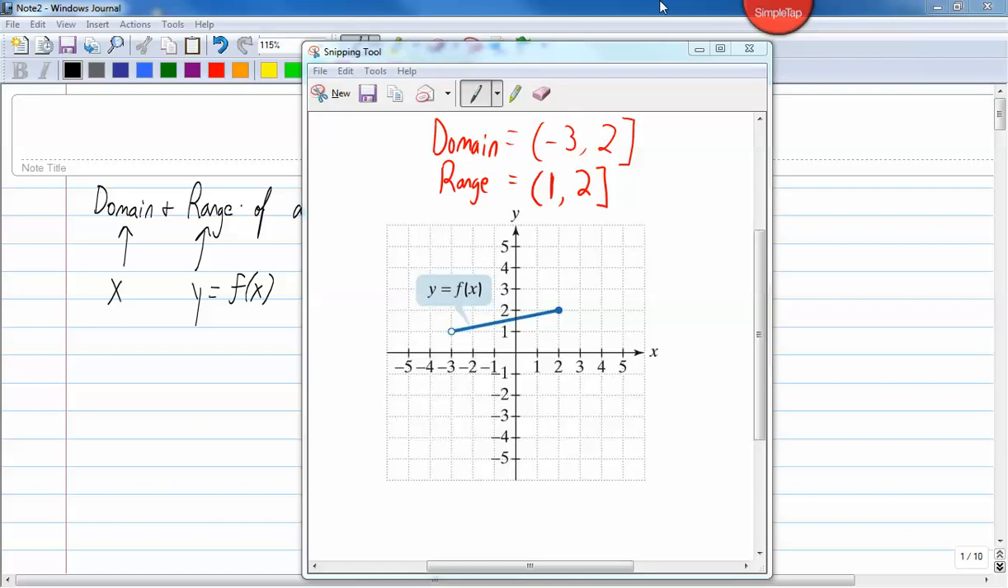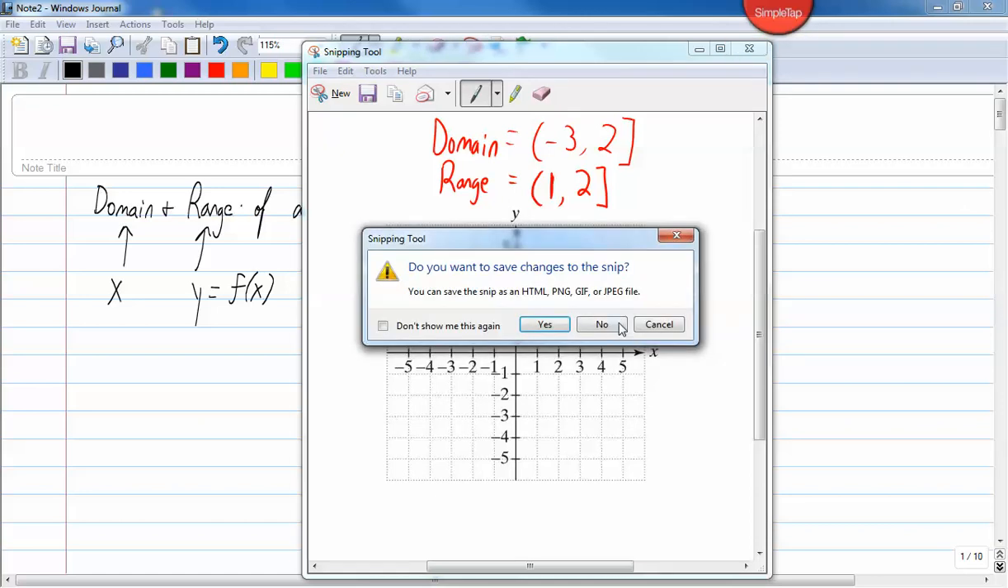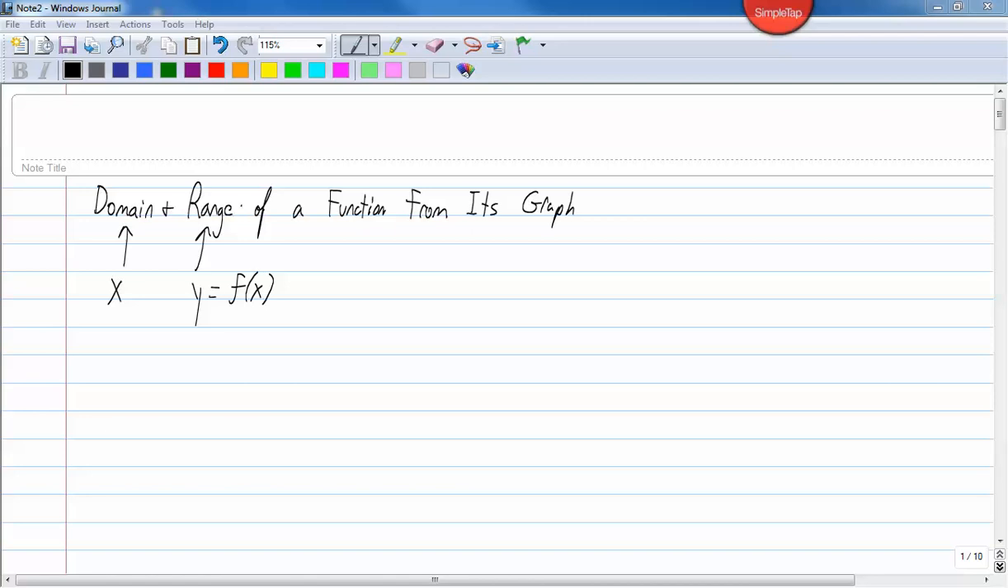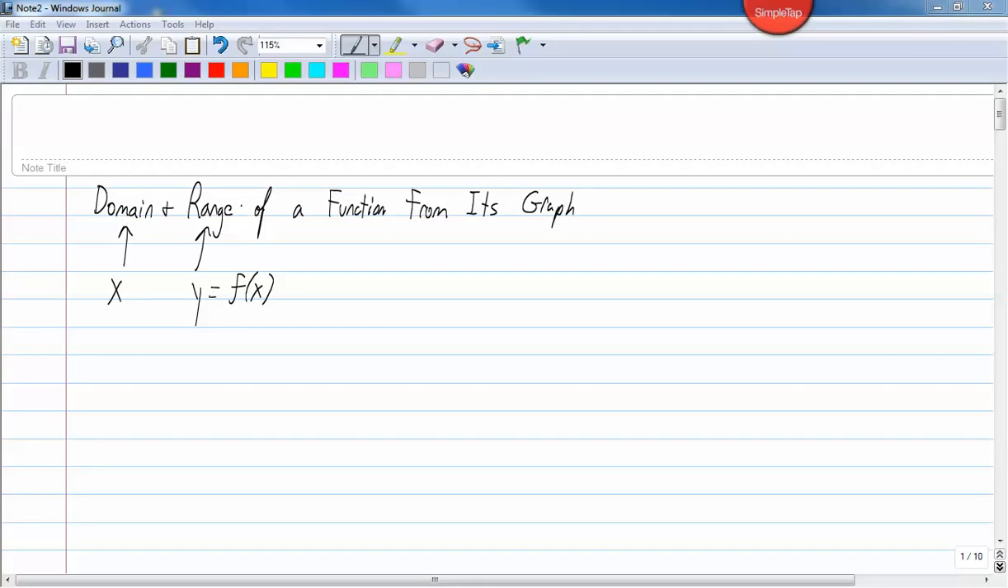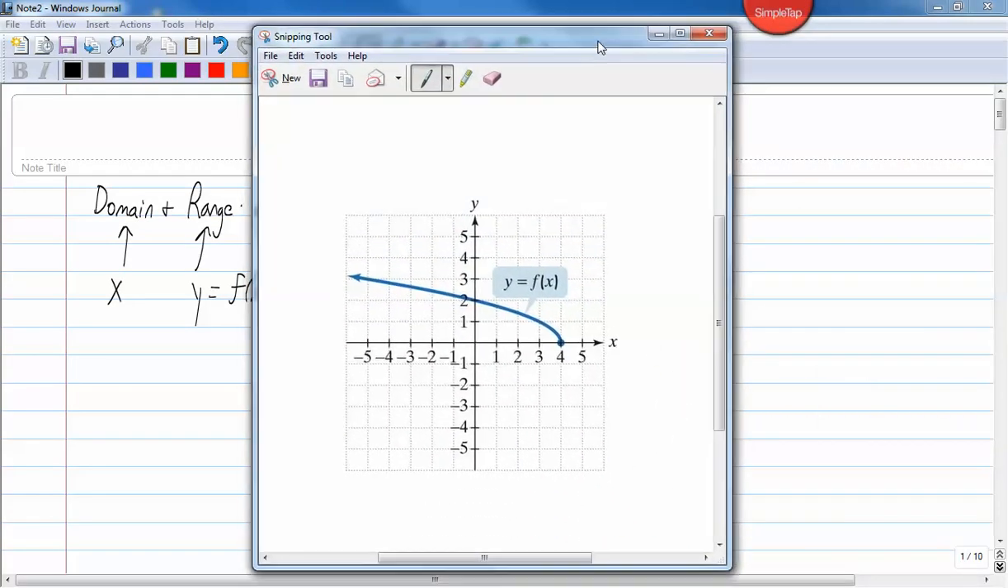Alright. Now, not all graphs are just going to have small pieces of the graph. On both of those graphs that we've looked at so far, neither of them kept going on and on forever. Okay, let's look at this graph. You see there's an arrow here at the end of the graph. That means that this graph just keeps going on and on forever and ever in this direction. And it looks like it's going to be going to the left and up forever and ever.